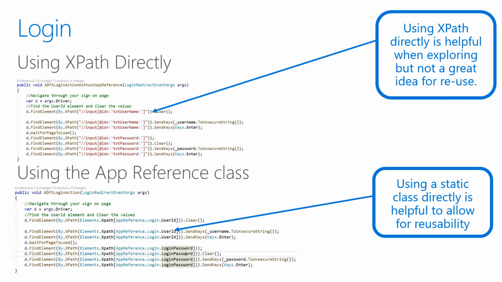Working with Selenium, we start to see we are going to have to navigate through HTML to find particular objects. Something that's very helpful is XPath, which we'll cover in a bit. Here are two examples of the exact same method. One uses XPath directly with these hard-coded strings, and one uses a static class called the app reference class. The XPath strings are nice when you're debugging and developing, but when you need to hand this off or extend, it's recommended to use a more static approach.